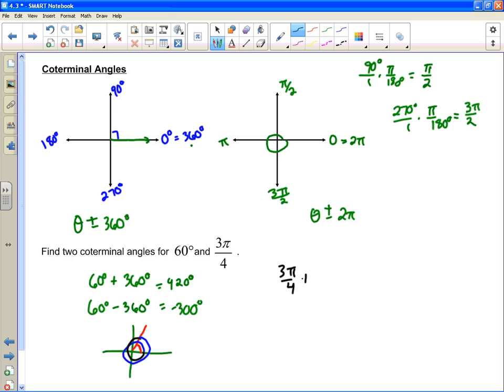Basically other things. If I have something in radians and I want to add 2 pi, this is going to require some common denominator work. I need a 4 on the bottom, so that'd be 3 pi over 4 plus 8 pi over 4, which is 11 pi over 4. And then I would subtract 8 pi over 4, which is negative 5 pi over 4. So that's the same thing, those two angles will be in the exact same place as 3 pi over 4 if we draw them out.